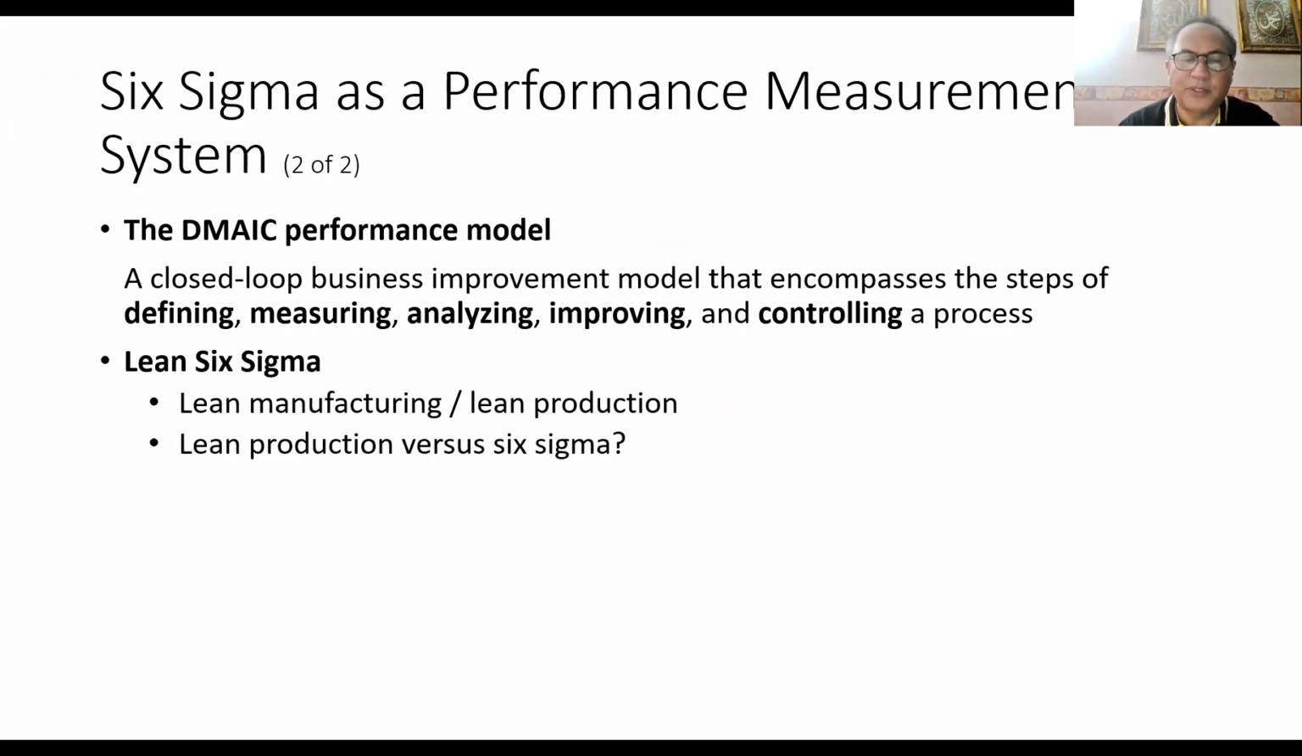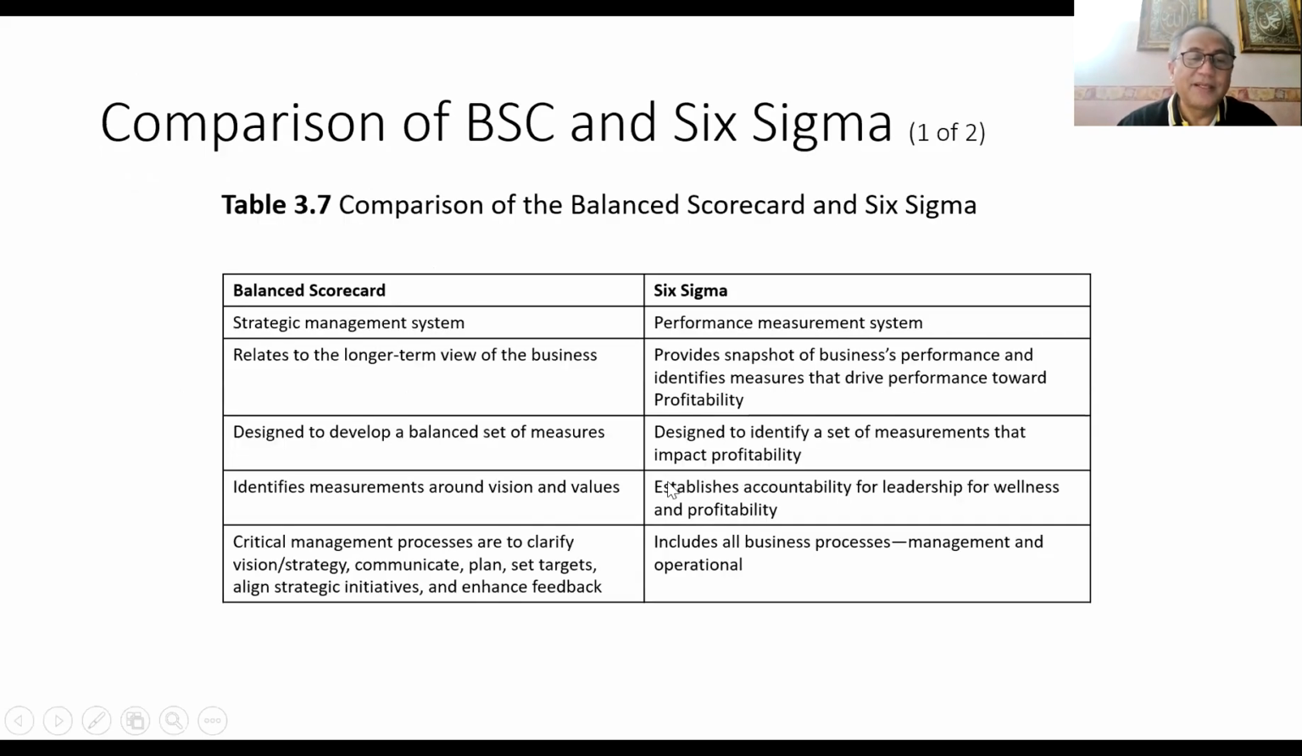So one of it is Lean Six Sigma. It's actually a combination of Lean management and Six Sigma. So when you compare balanced scorecard and Six Sigma, balanced scorecard is more towards a strategic management system. It comes from the top. You recall it comes from the top strategic level, and then you move down towards the operational tactical level. But Six Sigma is more towards the operational, where you do performance measurement system.